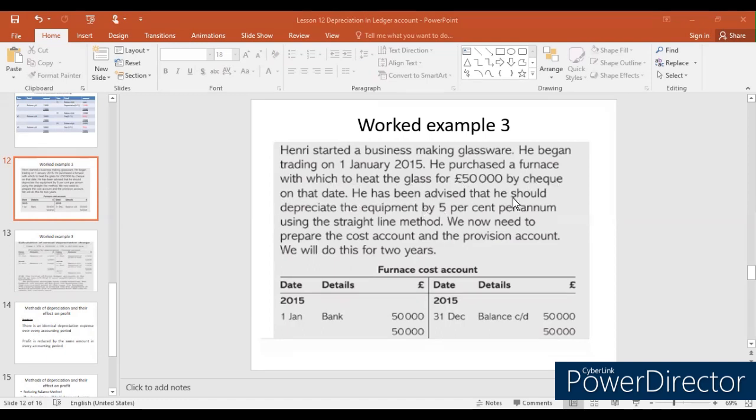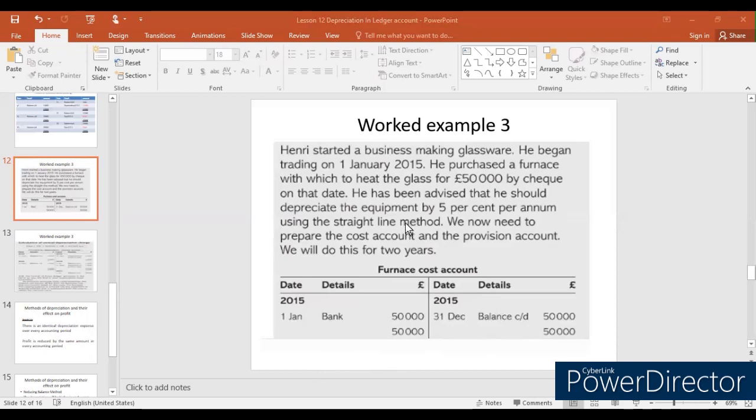He has been advised that he should depreciate the equipment at 5% per annum using the straight line method. Be easy. We now need to prepare the cost account. The first one is the machinery account, like the furnace account. How did he buy? By check. So in the furnace account debit, you write here bank, and then you just balance it. That's all. Balance carried down here, brought down here. That's the normal way of preparing this.